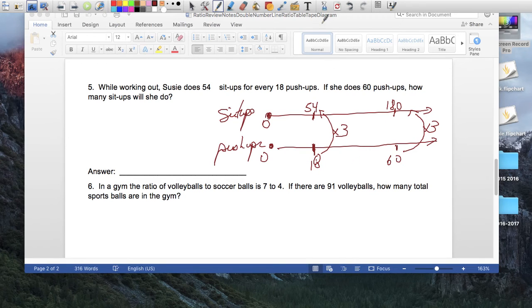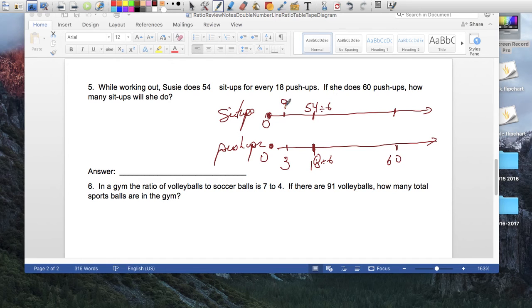Okay. So I'm just going to go back here and do it a second way. What if I wanted to do it a different way? I could have simplified that. I'm going to divide 18 by 6. That gives me 3. And I'm going to divide 54 by 6.